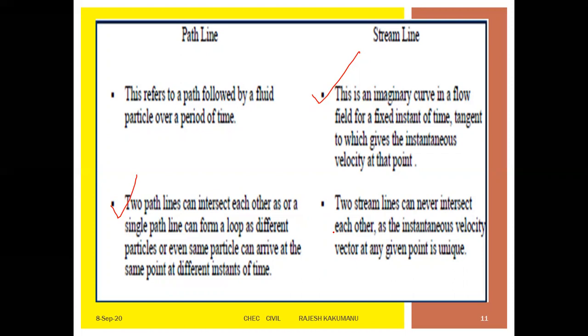Two streamlines can never intersect each other, as the instantaneous velocity vector at a given point is unique. So whatever the velocity is along this imaginary streamline, it is unique. That's why they will not intersect at any point. That is nothing but a streamline.